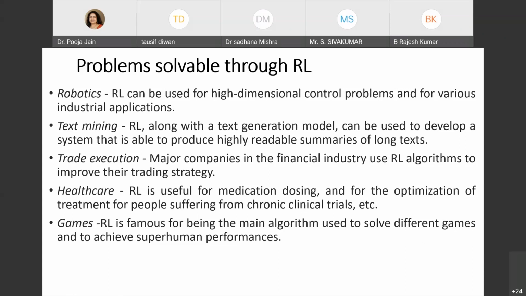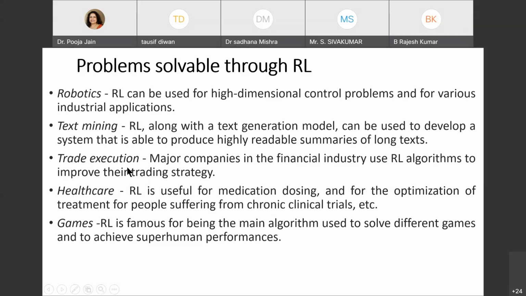It is also a high dimensional control problem, and various types of input can be given at various time steps. Based on that, the robot will perform the operation. Another example we can consider is text mining. In text generation models, which word will be generated in the next time step, and depending on that, the next word will be generated. This type of problem comes under the category of sequence modeling, and here also reinforcement learning is performing very well.